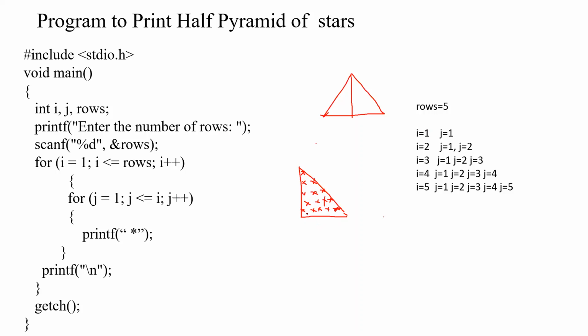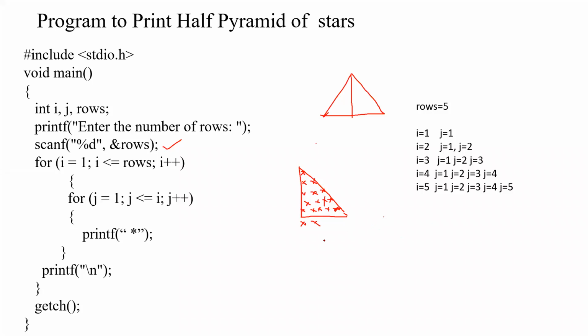If you are entering the number 6, whenever we are entering 6, you should be having 6 rows of stars. I'll show you running. You are able to hear, right? So this is our problem.